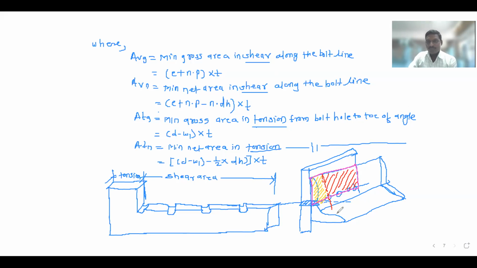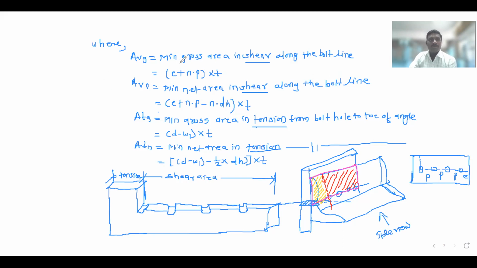See, now this sketch I will draw once again. So in this view, side view, this is your side view. See, this is the 1 bolt, 2 bolt, 3 bolt, and 4 bolt. So now this is P, this is P, this is P, and this is E.